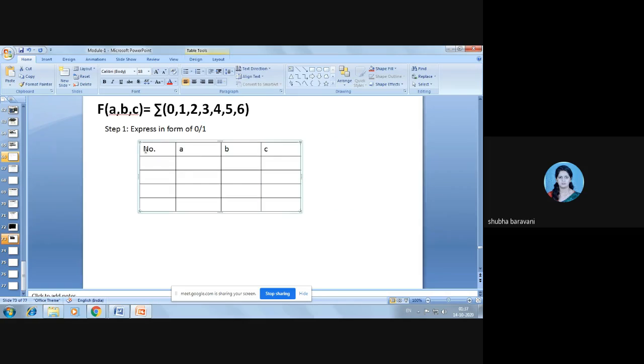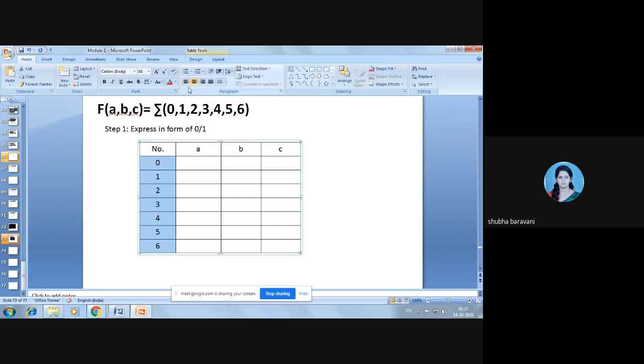First pay attention to what I'm doing. Now, 0, 1, 2, 3, 4, 5 and 6. So these are the min terms given: 0, 1, 2, 3, 4, 5, 6. Now, how do we express 0? 0, 0, 0. Correct?